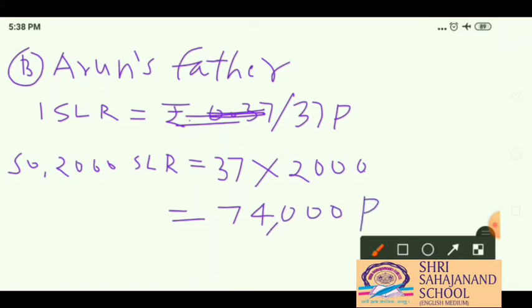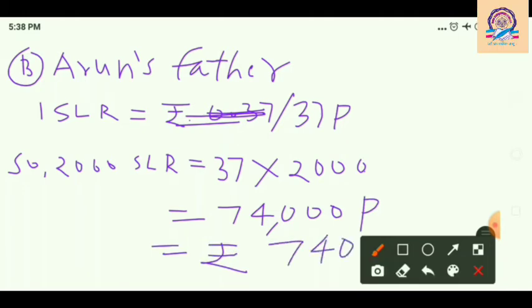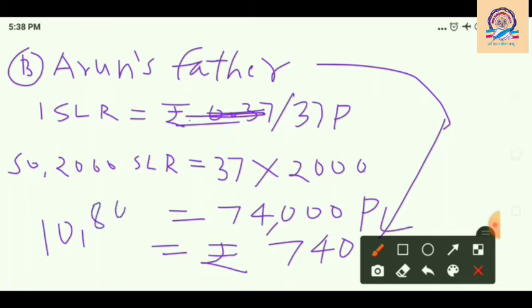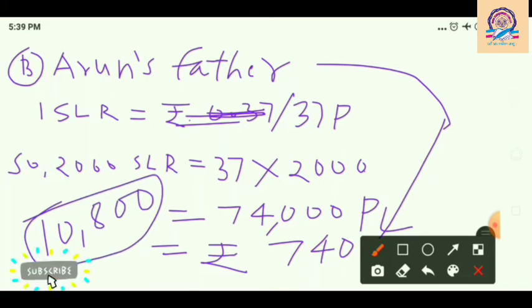74,000 paise. So 74,000 paise will make how many rupees? Yes, 740 rupees. So this is the income of Arun's father. And Majid's father's income was 10,800 rupees. So now you can compare who is getting more money. Here we can easily say that Majid's father gets more Indian rupees compared to Arun's father.